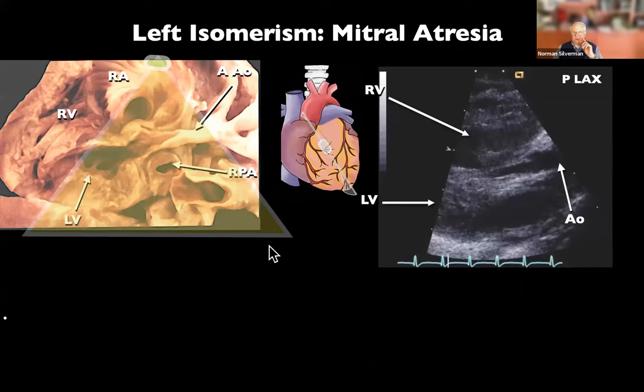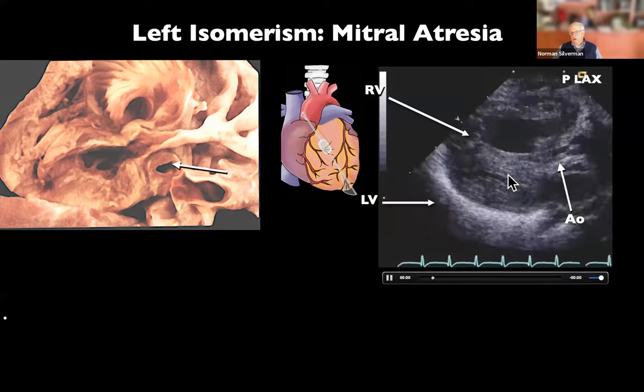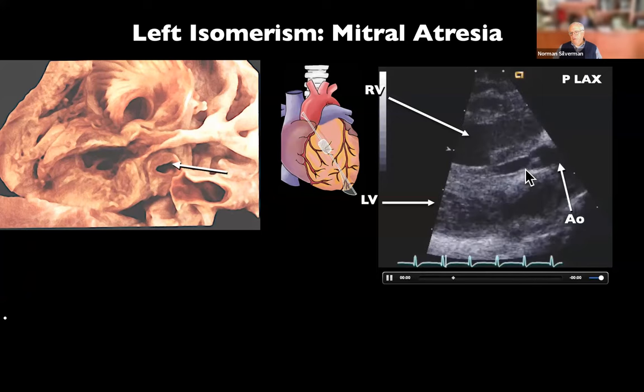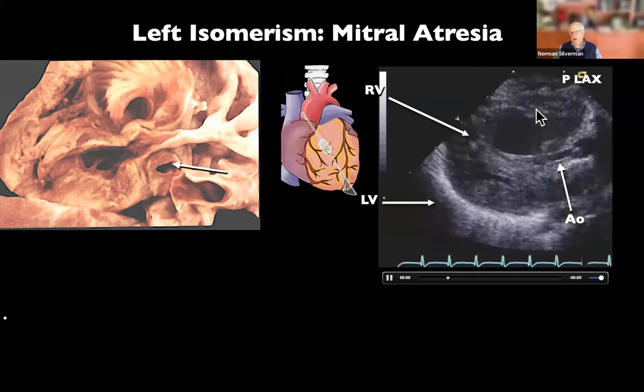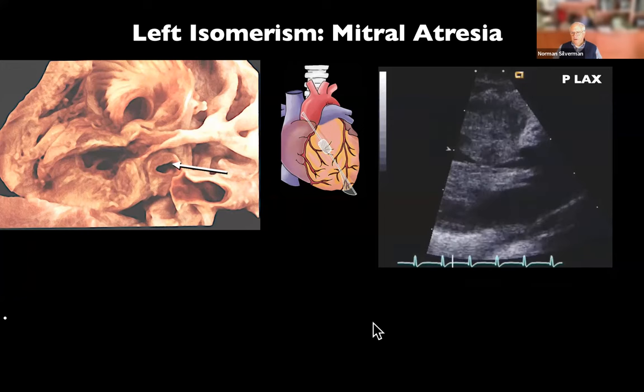Double outlet right ventricle and mitral atresia is a feature of left isomerism, and here is such an example. I'm looking here to show you the aorta arising above this heart. Here is the absence of the left AV valve area, and the pulmonary artery is arising from the right ventricle. The aorta here is coming off the left ventricle, but there's actually mitral atresia. And the echocardiographic example here shows a left ventricle here, obstruction within the outflow tract, and the aorta and pulmonary artery arising above the right ventricle. So double outlet right ventricle and mitral atresia.